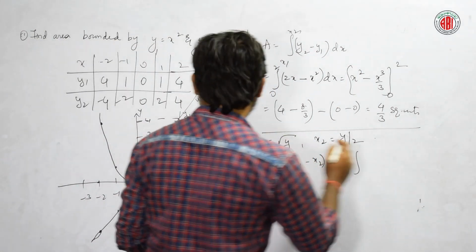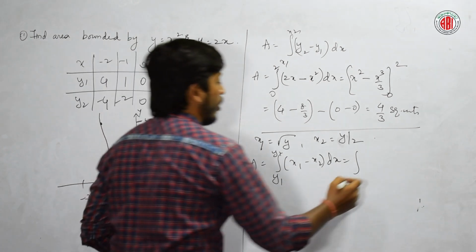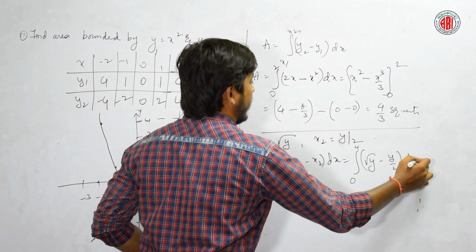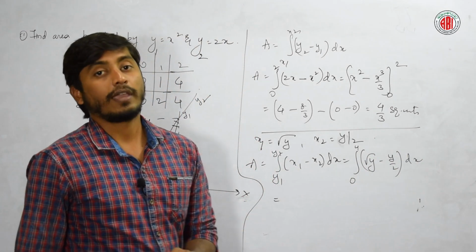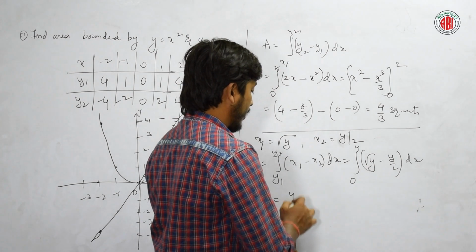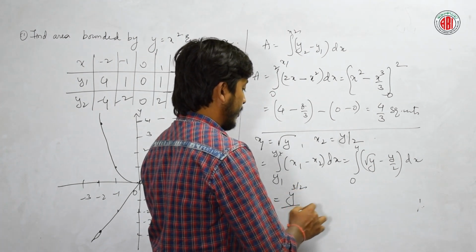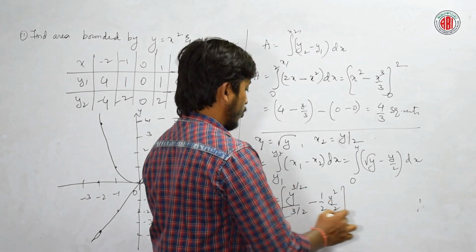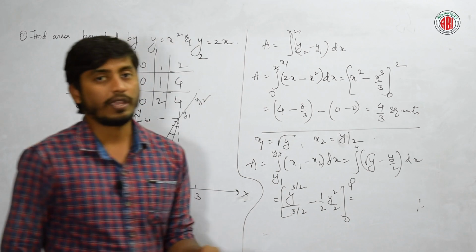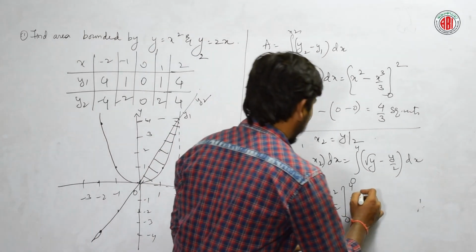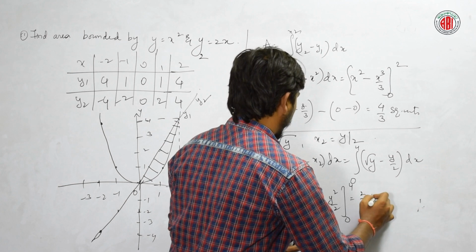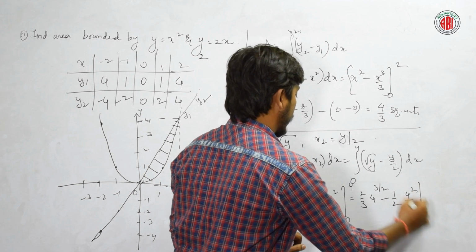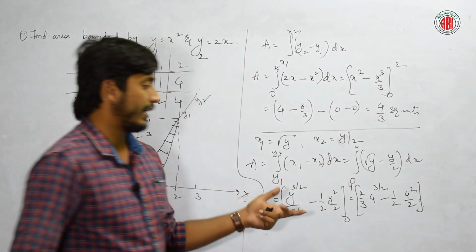Now what is y1 here? From 0 to 4, root y minus y by 2, dy. Okay. Now what is the integral of root y? Y power 3 by 2 by 3 by 2, minus, what is the integral of y by 2? Y square by 4, from 0 to 4. Okay. Now let us just substitute it. What do we get? 2 by 3 into 4 power 3 by 2, minus half of 4 square by 2. However, if we substitute 0, we will get the answer 0.